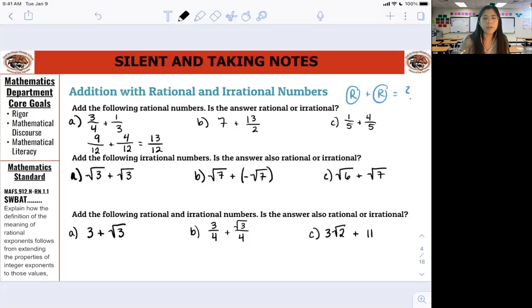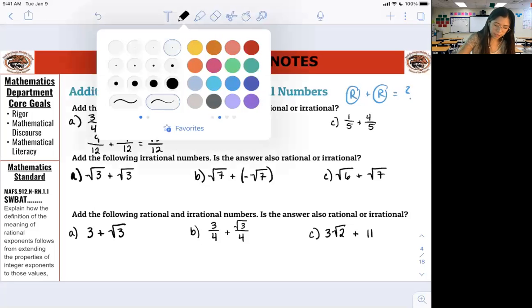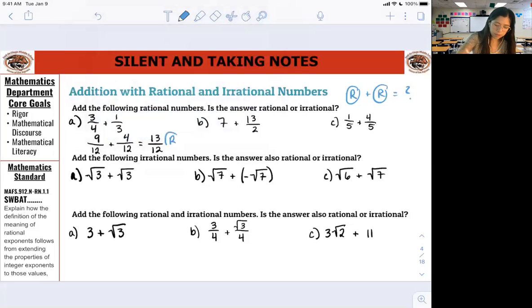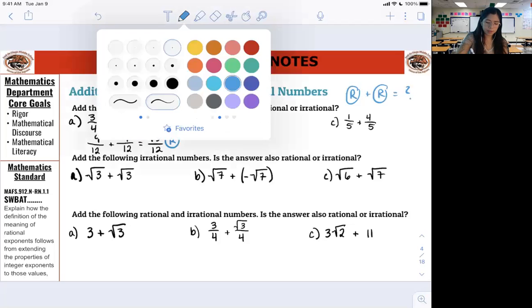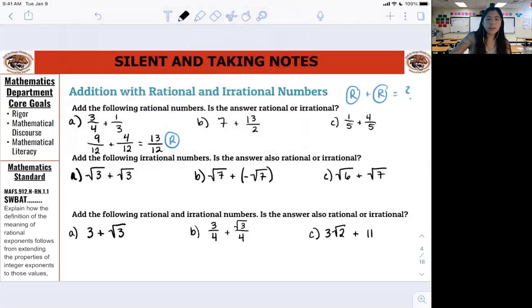13/12. Is that rational or irrational? Rational. So we end up with a rational answer. A rational number plus a rational number gives me a rational answer. But let's check to see if that always happens. So now I have 7 plus 13/2. Again, I have two numbers that need to match with the same denominator. So 7/1 becomes what?